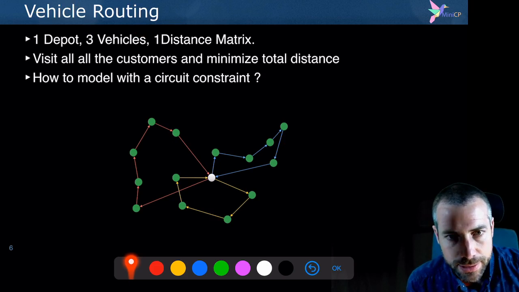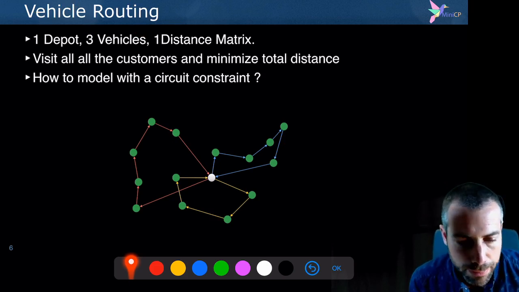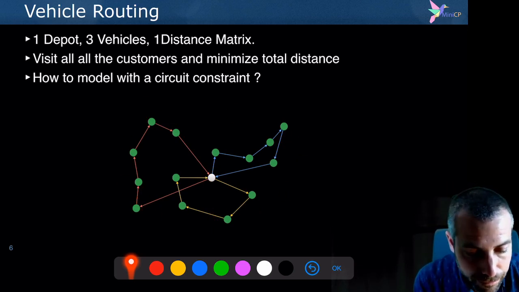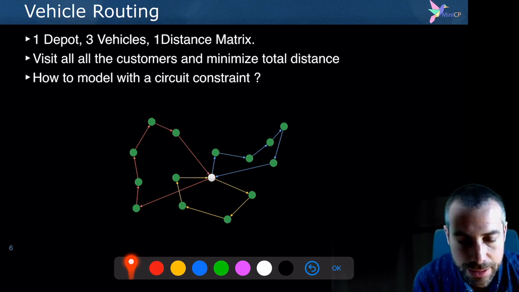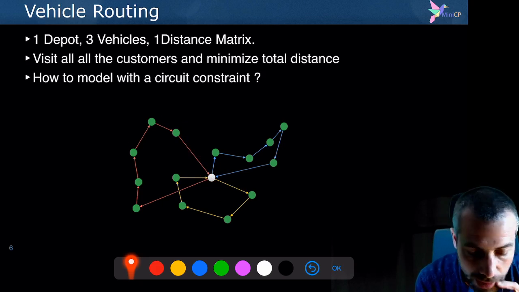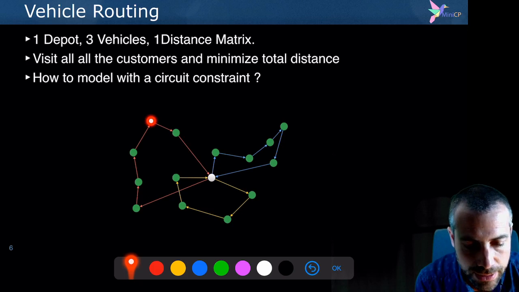Okay. Let's take an easy version of the vehicle routing problem, but there are many different types of vehicle routing problems. In this one, we have one depot. The depot is the starting point in the morning of all the vehicles, and then all the vehicles need to visit at least once every customer here. So you need to visit every customer. And you want to minimize the total distance that is traveled by all the vehicles together. And every customer must be visited exactly once. And of course, you are also given an input, a distance matrix.